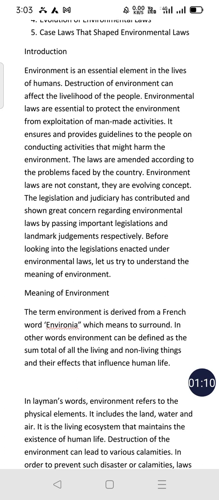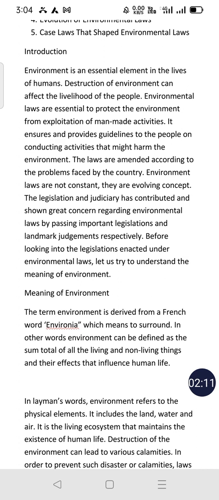Environment is an essential element in the lives of humans. Without environment we couldn't live in this world, because we are getting air, water, soil, and so many organisms and non-living things are present here. So environment is an essential element, not only for human beings but also for all those organisms. Destruction of the environment can affect the livelihood of people. Environmental laws are essential to protect the environment from exploitation by man-made activities. They ensure and provide guidelines to people conducting activities that might harm the environment.